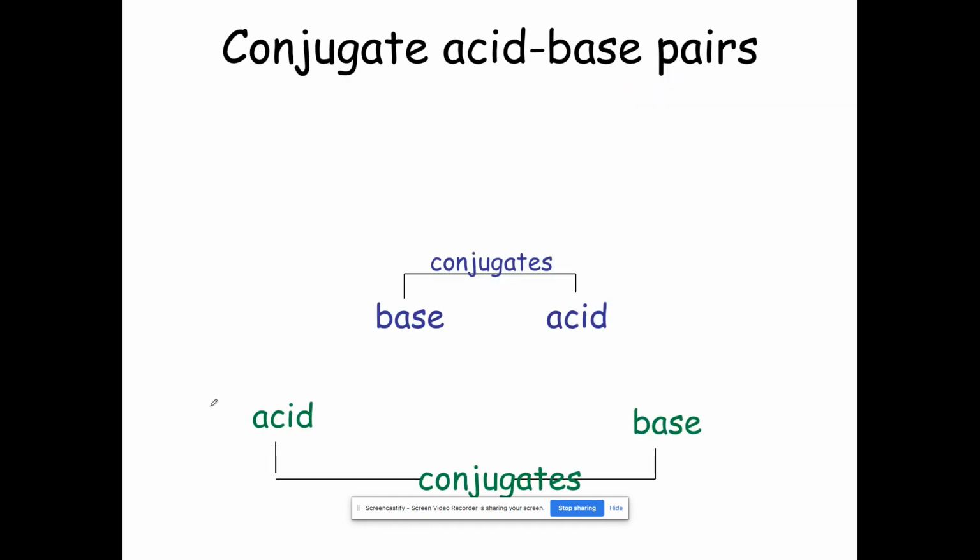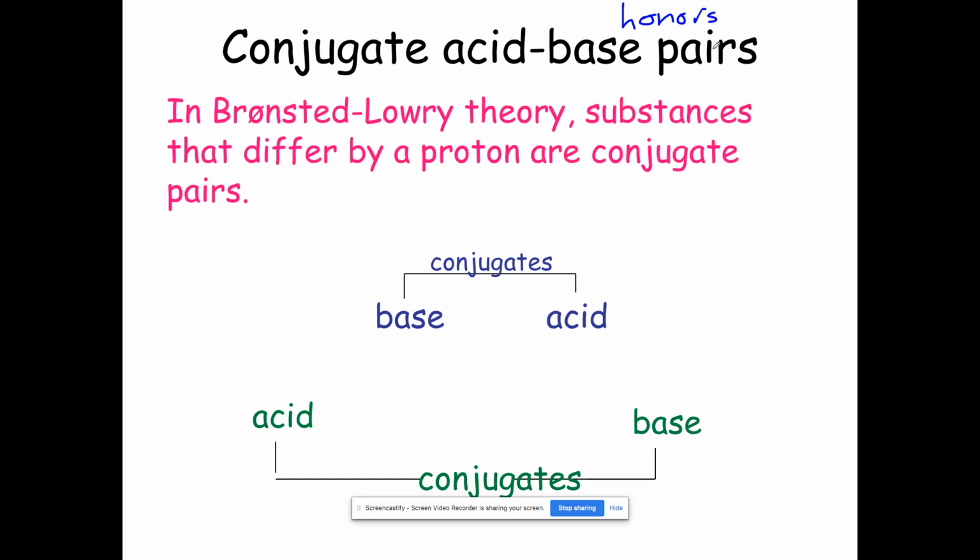Final thing, again, mostly for honors. If you were in just a regular college prep, feel free to continue listening because it's interesting and you've already talked about Bronsted-Lowry anyway. So in Bronsted-Lowry theory, substances that differ by a proton are called conjugate pairs.